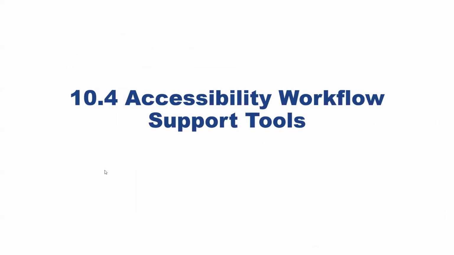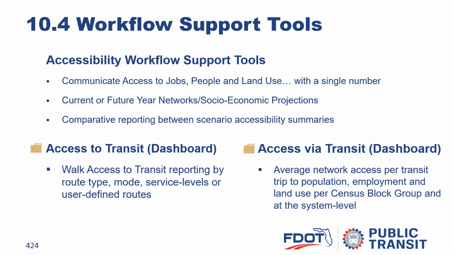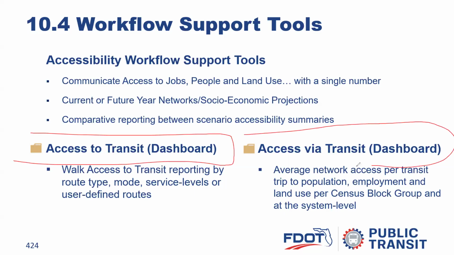All right. So we're going to do an exercise at the very end for that mobility on demand, but we have a few other accessibility workflow tools that we'll talk about just very quickly. So there are two of them where they communicate access to jobs, people, and land use with a single number. Current or future year networks and socioeconomic projections apply. There is comparative reporting between scenario accessibility summaries. So these two tools are the Access to Transit dashboard and the Access via Transit dashboard.